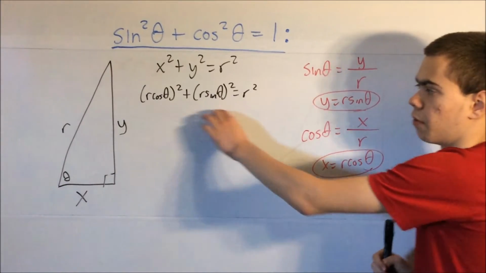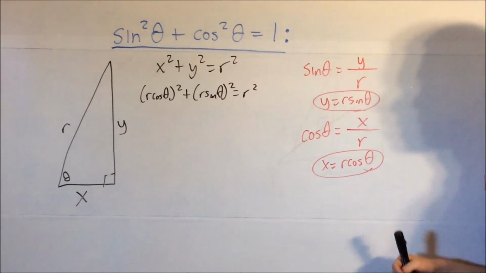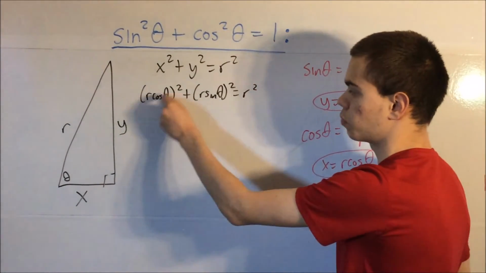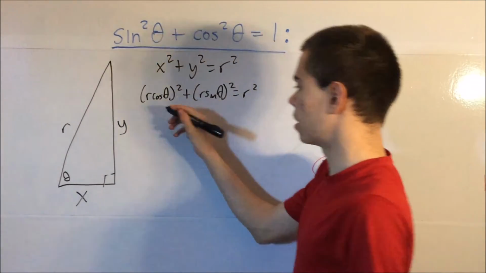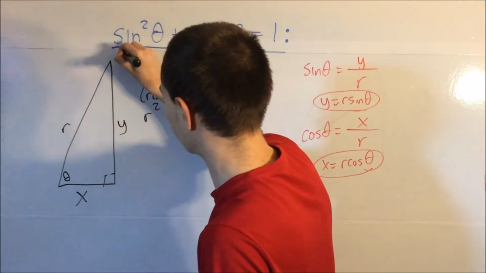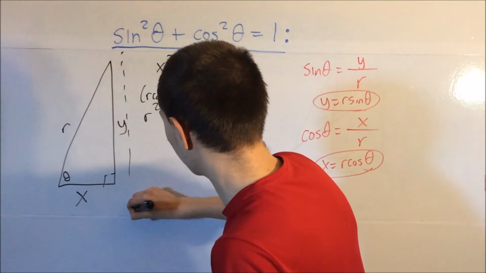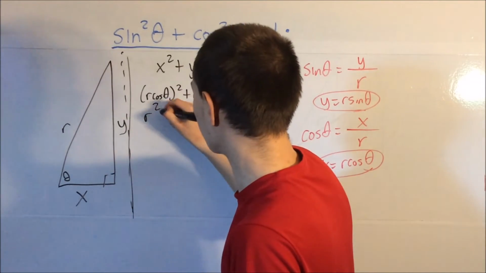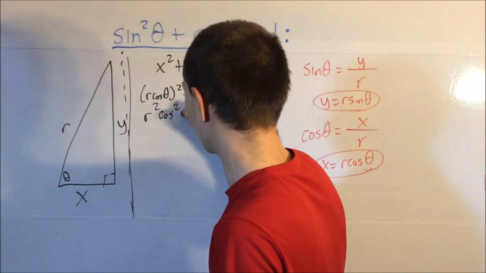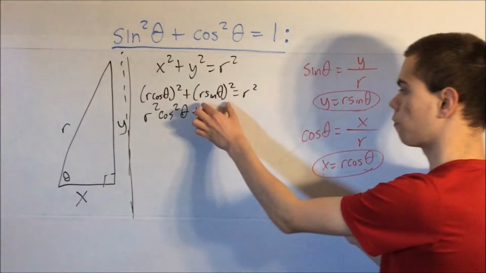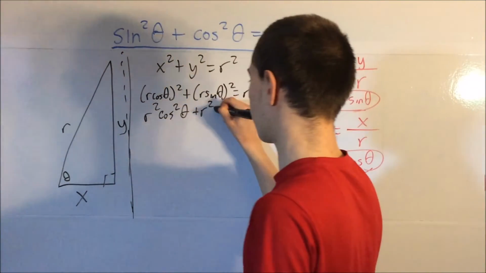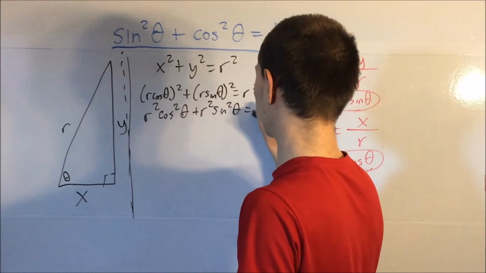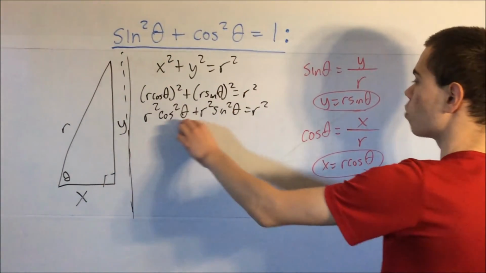And so that would be what we get when we substitute that stuff into here. So next we can expand our parentheses with that exponent, so this will become r squared cosine squared of theta plus, and for this parentheses we get r squared sine squared of theta equals r squared. And so this is what we have.